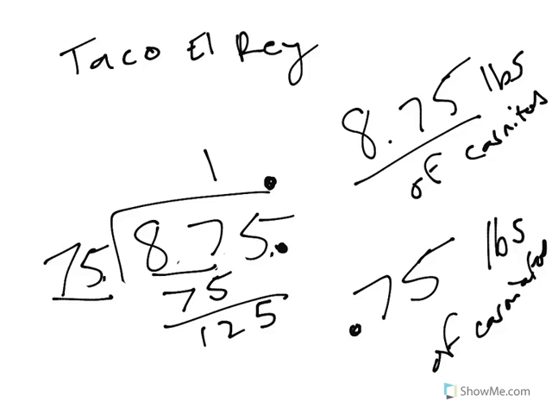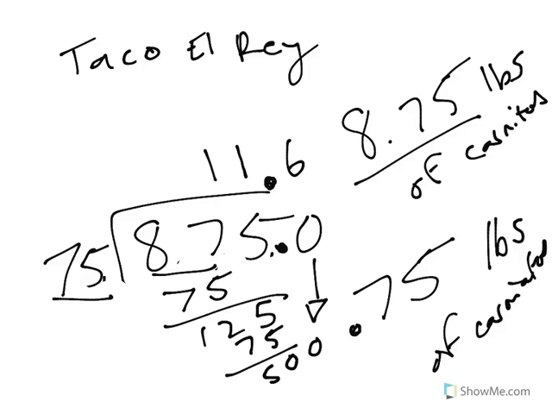75 goes into 125 one time also, which is again 75. So then I'm left with 50. Drop my 0. 75 goes into 500 6 times, which is going to be 450.